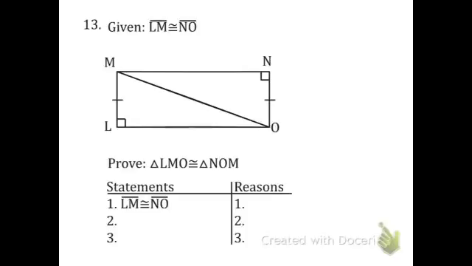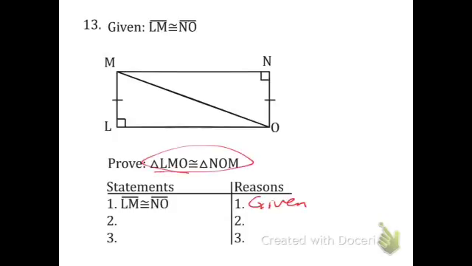Alright, moving on to our last ones. Yeah, it's just kind of get a little bit meticulous in our work here. We're given that LM is congruent to NO, and that's already marked for you. And we're going to put that as our reason. It's given.